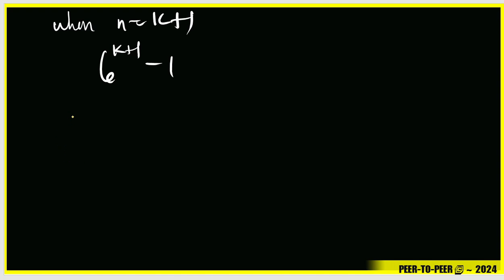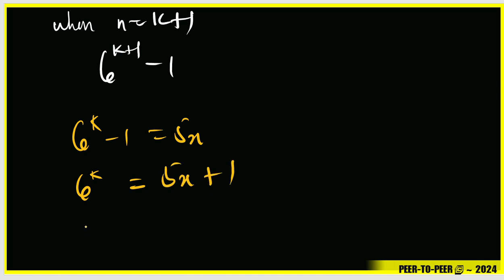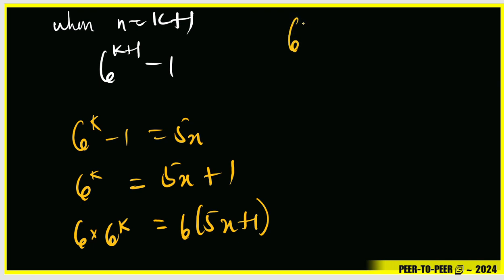The hypothesis says that 6 to the power k minus 1 is equal to 5x, where x is a natural number. We can remove the 1 from that side and send it to the right hand side, so we have plus 1. Let's multiply through by 6. So 6 times 6 to the power k, then 6 multiplying 5x plus 1. The left hand side, we can use the laws of indices to write as 6 raised to the power k plus 1 is equal to 30x plus 6.